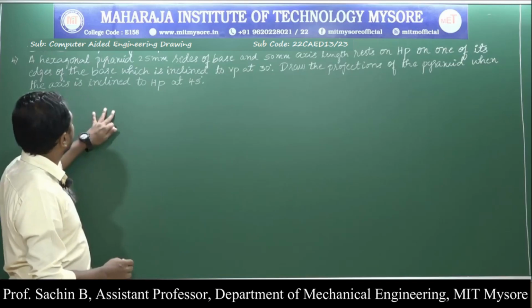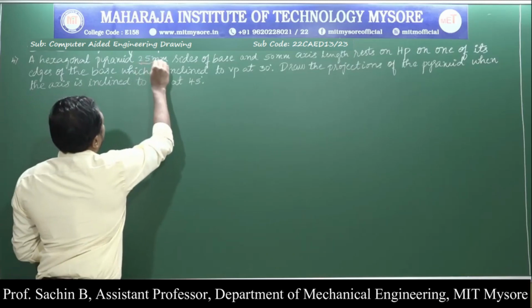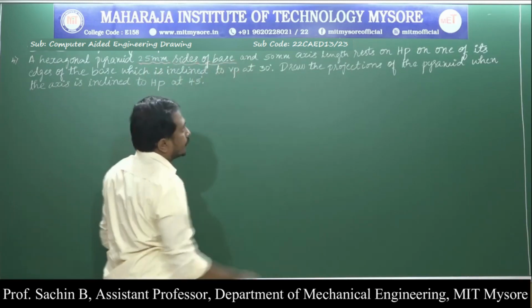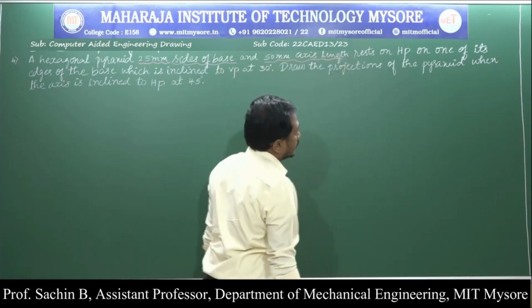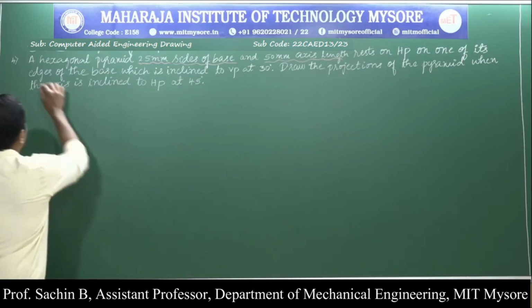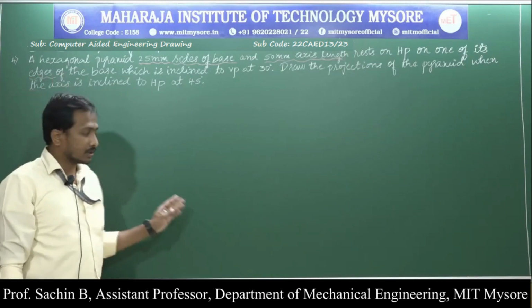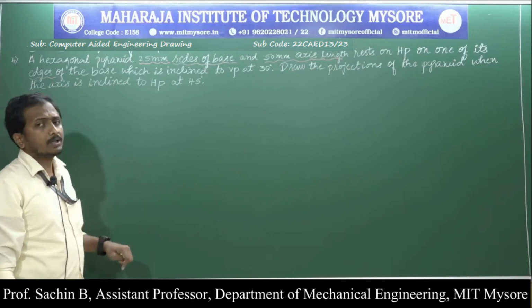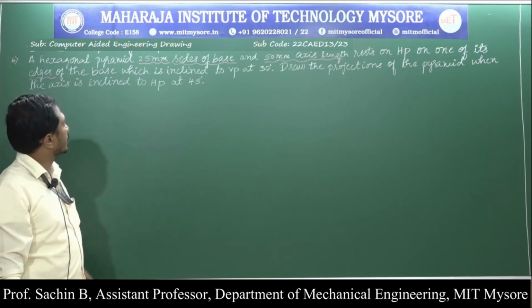They have clearly given a hexagonal pyramid of 25 mm sides of base and 50 mm axis length, resting on HP on one of its edges of the base. Means in the problem they clearly state that it is resting on one of its edges on the horizontal plane. So this problem is purely on edge condition.